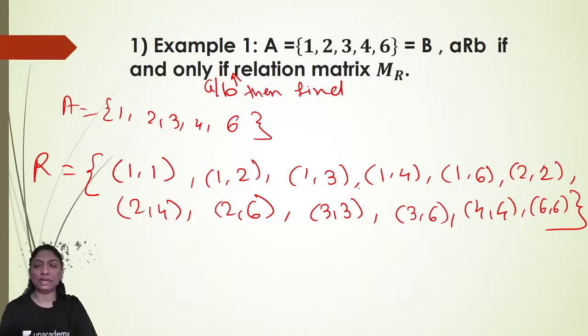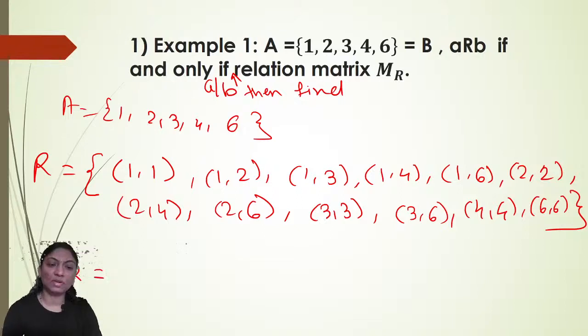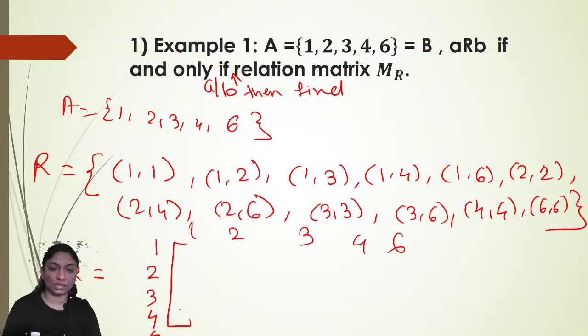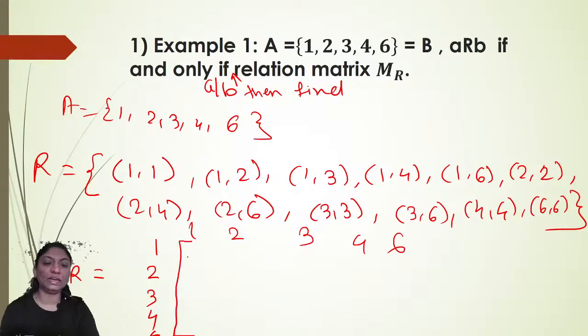A is related to B if and only if the matrix relation MR is given as R is equal to 1 1, 1 2, 1 3, and so on. Now we can write the matrix MR here. So MR, you can write 1 2 3 4 6 in the same way along the columns, 1 2 3 4 6. Now, 1 is related to 1, yes, so the matrix entry is 1. 1 is related to 2, yes, so the matrix entry is 1. 1 is related to 3, yes, so the entry is 1. Here also the entry is 1, and here also.